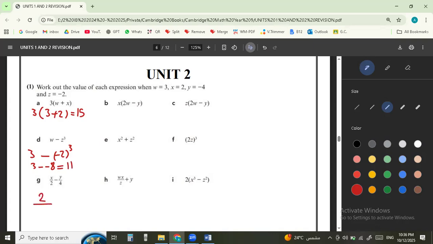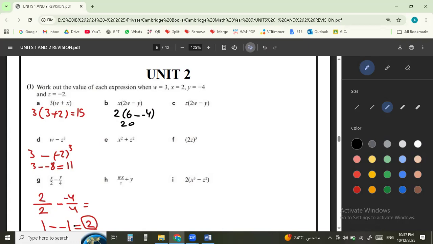X is 2 over 2 minus Y is -4 over 4. Carefully, 2 over 2 is 1 minus -4 over 4 is -1, equals 1 minus -1, which is 1 plus 1, which is 2. Here, X is 2 times 2W, which means 2 times W, which is 6, minus Y, which is minus -4. 6 plus 4 is 10, times 2, 20.